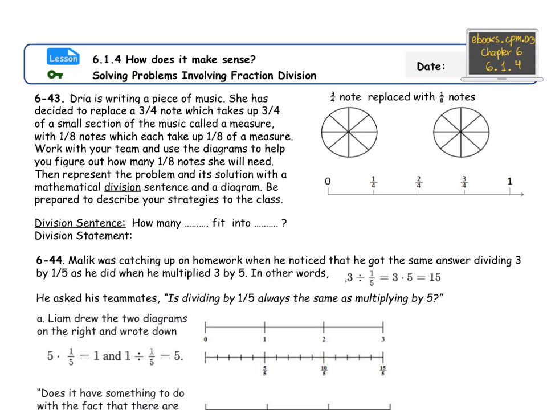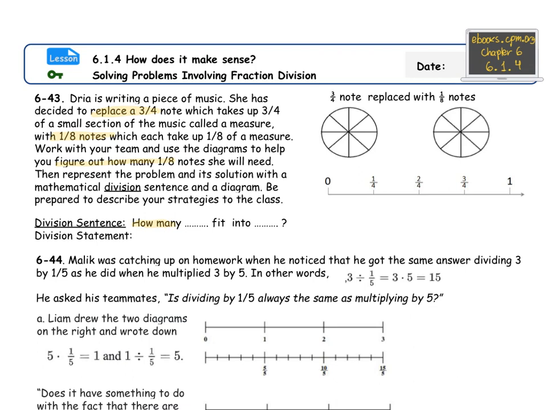So right now let's annotate what's the important information. She wants to replace a 3/4 note with 1/8 notes. And our directions are we need to figure out how many 1/8 notes. So if you're not writing anything else in your notebook, you could be writing the sentence. Or when it starts asking how many, then you would answer that.